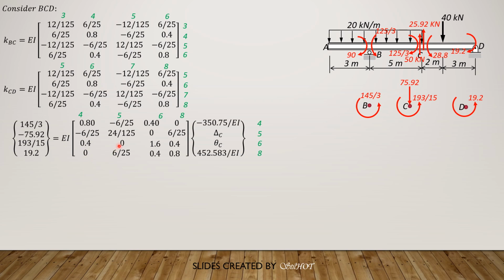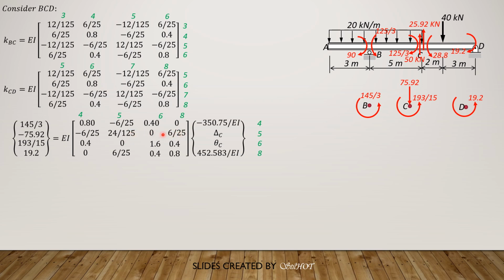Then this is 5, 5. So 5, 5 is 12 over 125 plus 5, 5 here, 12 over 125. So 24 over 125. 6, 5 is negative 6 over 25, and we have positive 6 over 25, so the result is 0. Then 8, 5 is 6 over 25. So that's why we have 6 over 25.